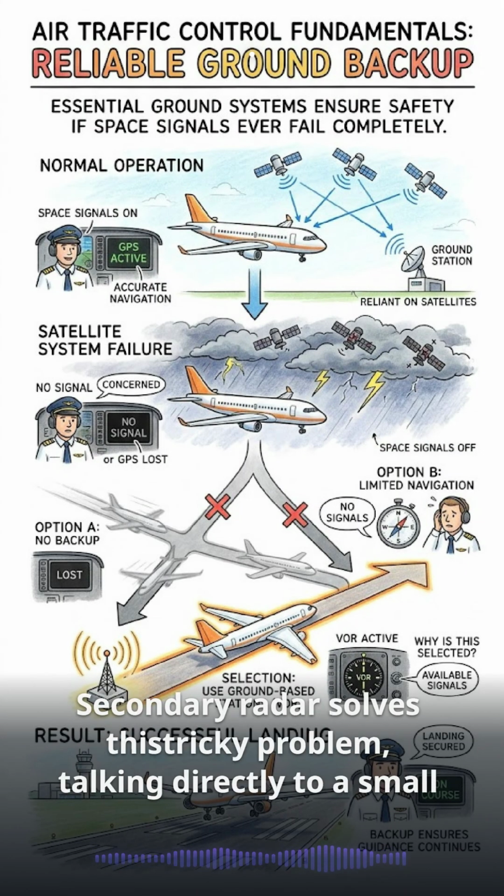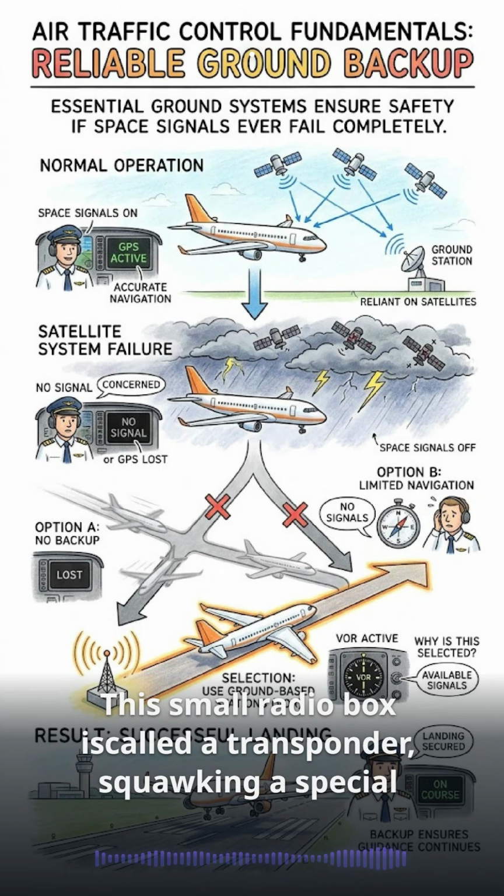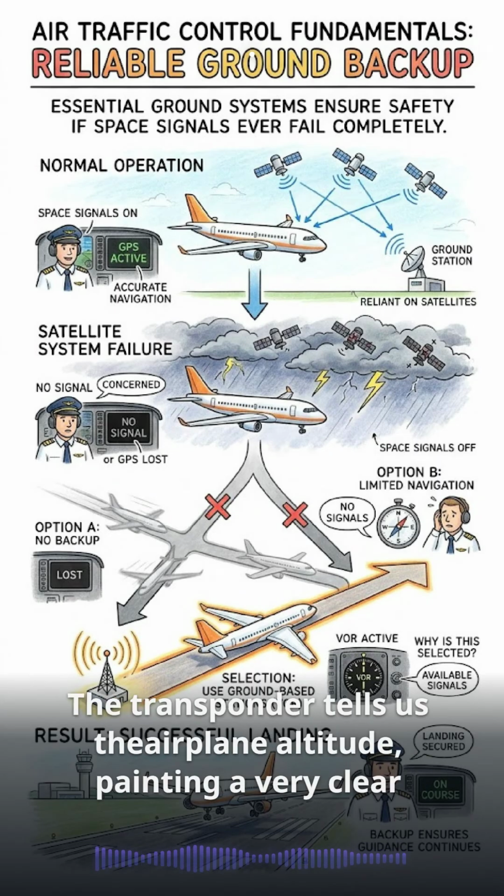Secondary radar solves this tricky problem, talking directly to a small radio box inside the flying airplane. This small radio box is called a transponder, squawking a special number back to our radar screen. The transponder tells us the airplane altitude, painting a very clear picture for the controller to see.